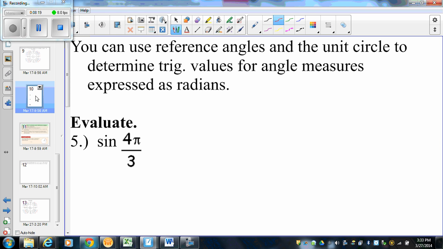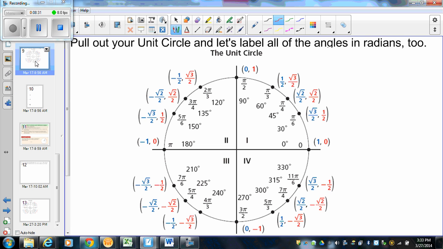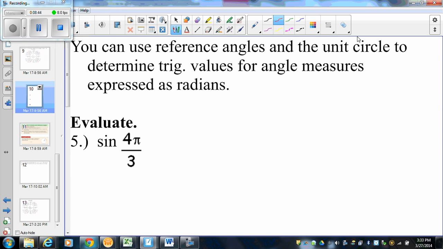You can use reference angles and the unit circle just like we do with degrees in order to find the trig values for radian measurements. So let's start here with sine of 4 pi over 3. If you go look at your unit circle, 4 pi over 3 is over here in the third quadrant. Look here, it is equivalent to 240 degrees. More importantly, it would have a reference angle.